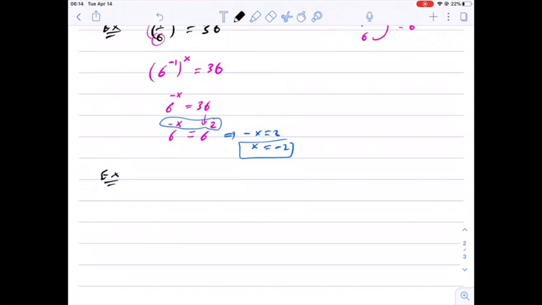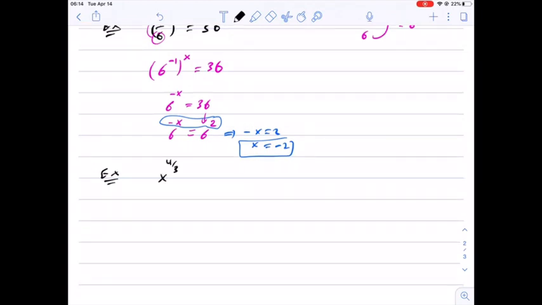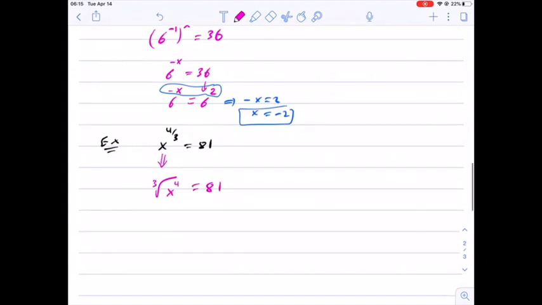Let's take another example. If we have x raised to the power 4/3 equals 81, we want to solve this. In this case, we can solve this in different ways. So let's first rewrite this using radicals. So this is the cube root of x to the 4th equals 81. And then let's raise both sides to the power 3, sorry.